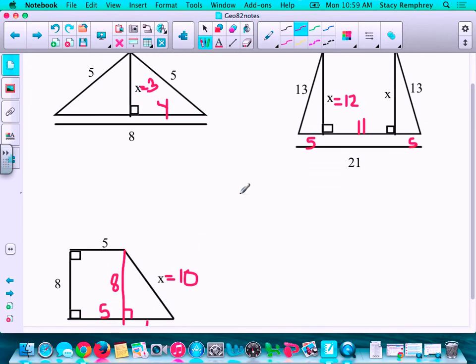Okay, so the Pythagorean theorem works, again, in right triangles. That's a big, important piece to remember, just like we talked about with geometric mean. So you are able to use Pythagorean theorem, and if you have these notes filled in, then you're all set, and we'll see you tomorrow.